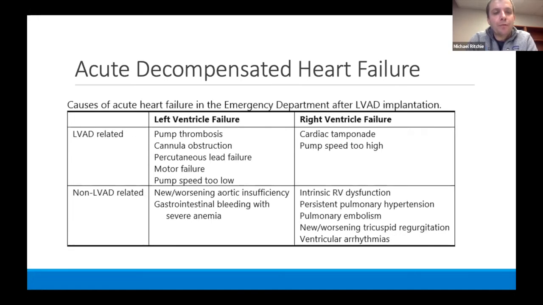And that can be helpful. And then once you determine whether it's the left or the right, then kind of doing that differential to say, is it VAD related or is it non-VAD related, and working through there. If it's VAD related, oftentimes you will see those alarms that we talked about before, versus if it's non-VAD related, you still may see them, chicken or the egg type of a thing. But kind of working through your differentials to say, we know that they're in decompensated heart failure. Let's work through a differential and see where we're at.